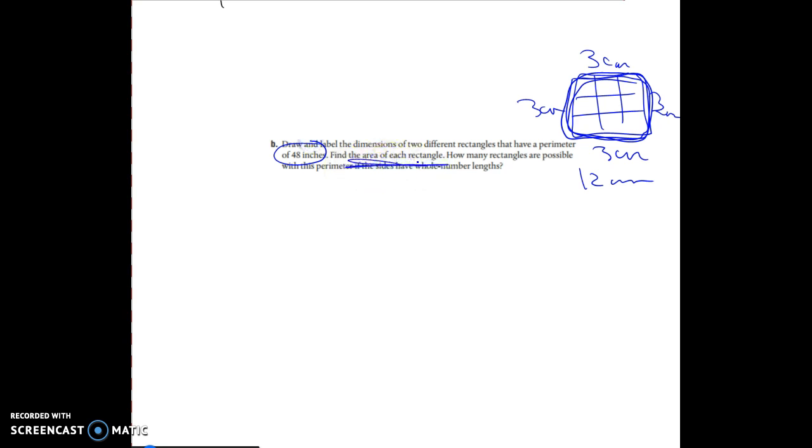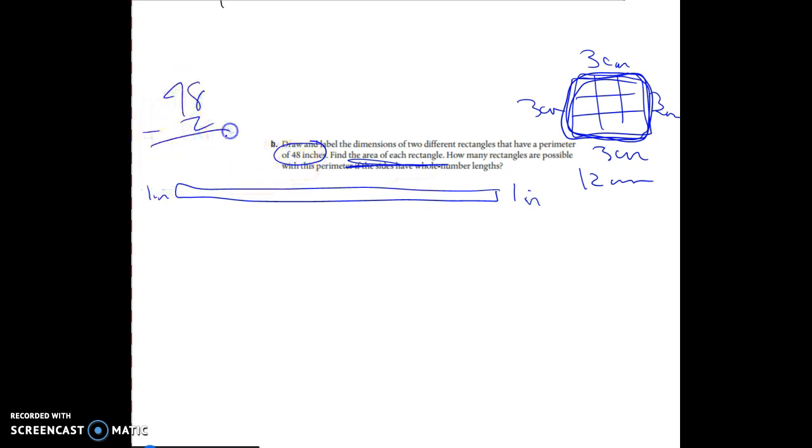All right, so let's think of what we did before. We had a real skinny rectangle. If this is 1 inch and 1 inch, that would use up 2 inches of my 48, so I have 46 left, and I have 2 sides. So if I divide that by 2, this would be 23 inches and 23 inches. And if I add up all the sides of my rectangle, that would add up to my 48, which is what I want.